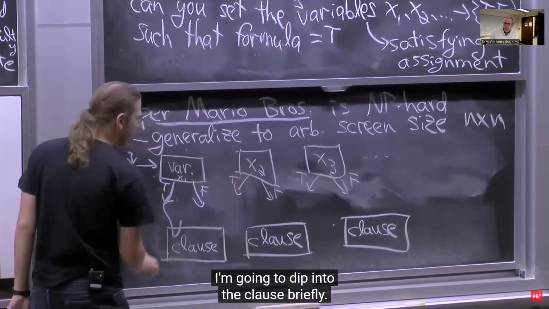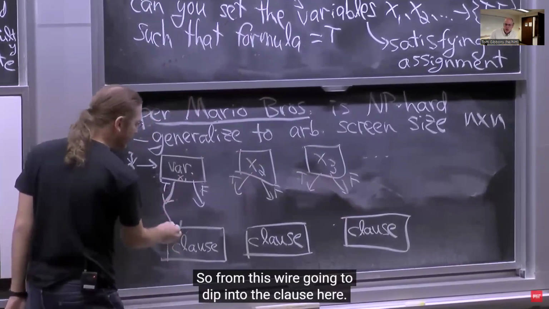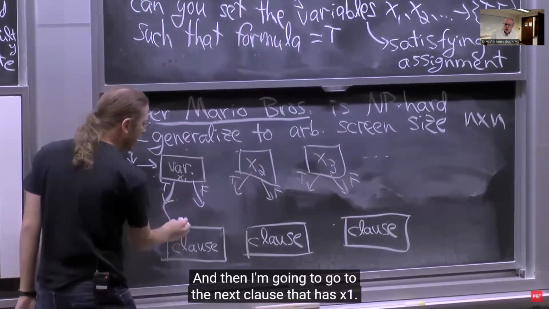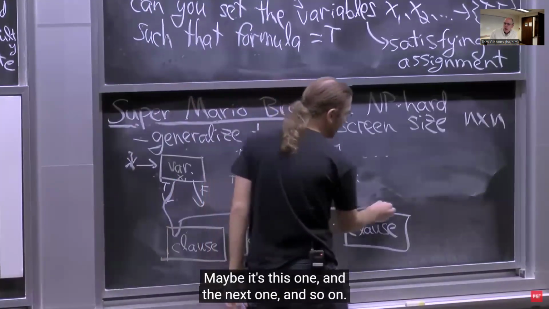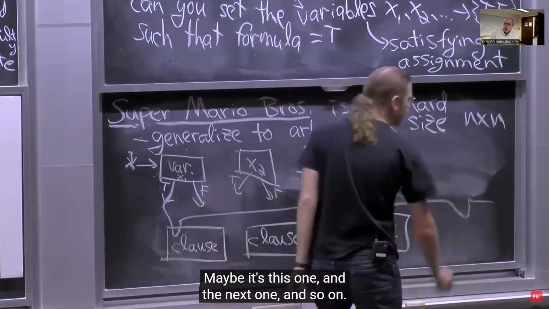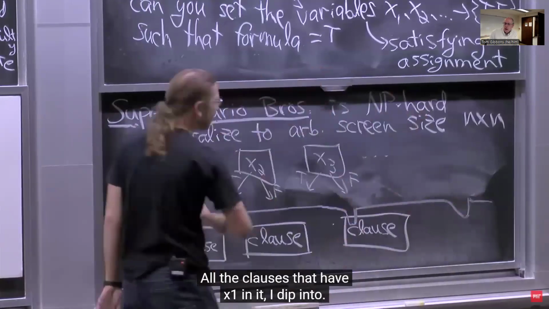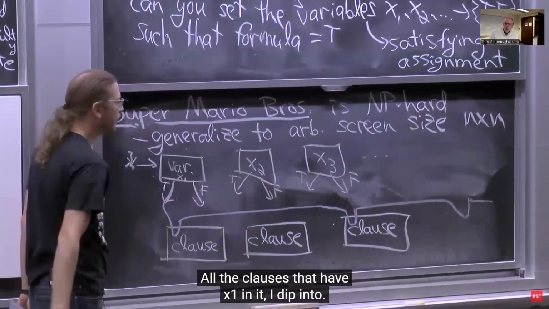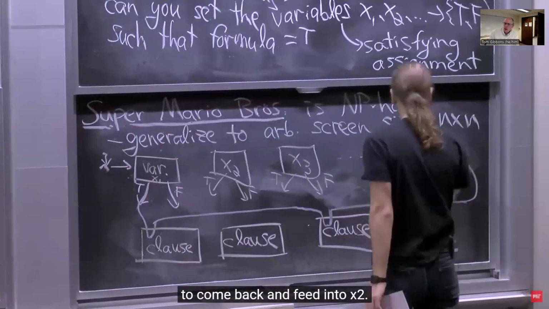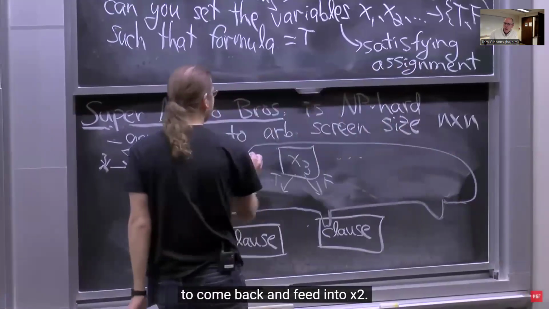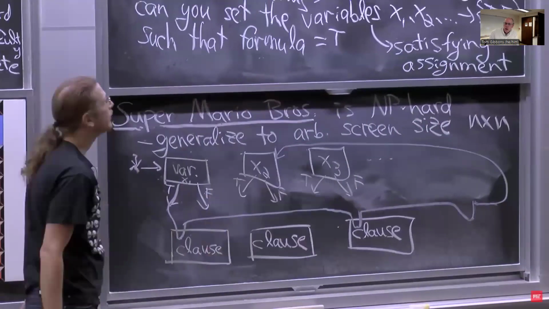I'm going to dip into the clause briefly. So from this wire, I'm going to dip into the clause here. And then I'm going to go to the next clause that has x1. Maybe it's this one, and the next one, and so on. All the clauses that have x1 in them, I dip into. The other ones I don't. And then once I'm done, I'm going to come back and feed into x2.